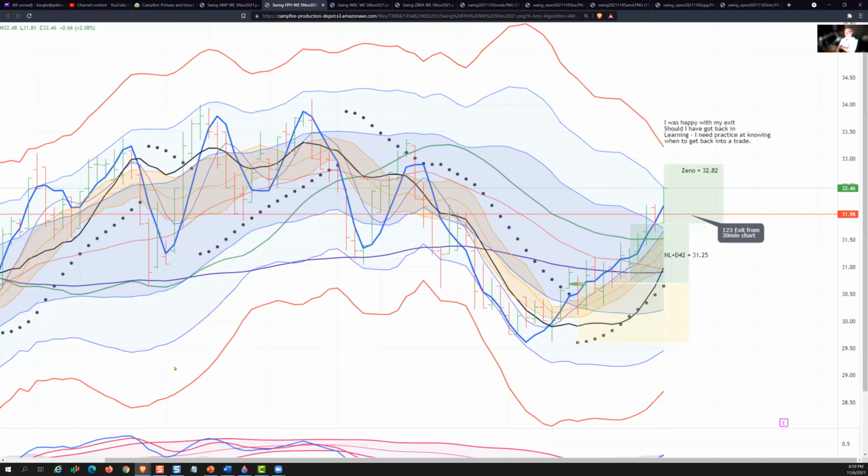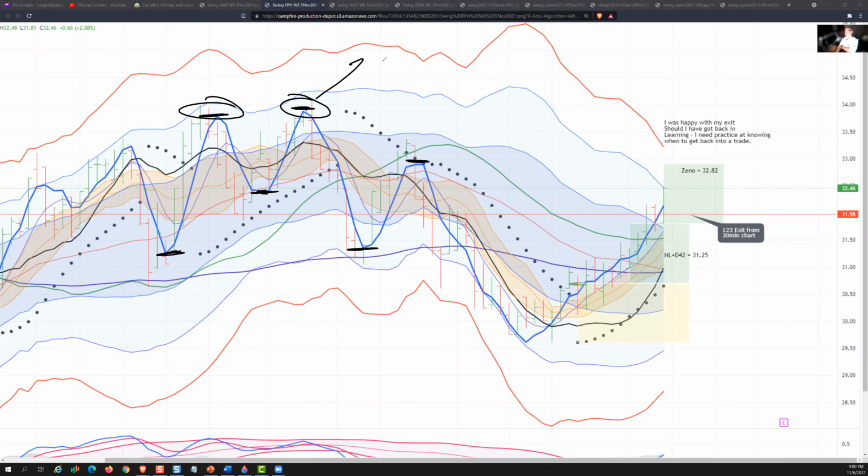All right, so the learning points on this one. We always like to study the RL10s. What I want you to notice here is you have these two, it couldn't make a new higher high.